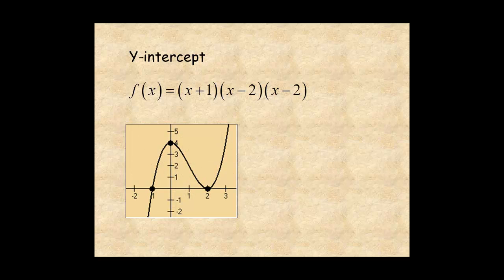Finally, another important point to include on the graph of a polynomial function is the y-intercept, the point where the graph crosses the y-axis. In this example, the y-intercept is at plus 4 on the y-axis. This is equal to the product of the constants from each of the factors, plus 1 times negative 2 times negative 2 equals plus 4. This is always true. The y-intercept of a polynomial function is the product of the constants from each factor.